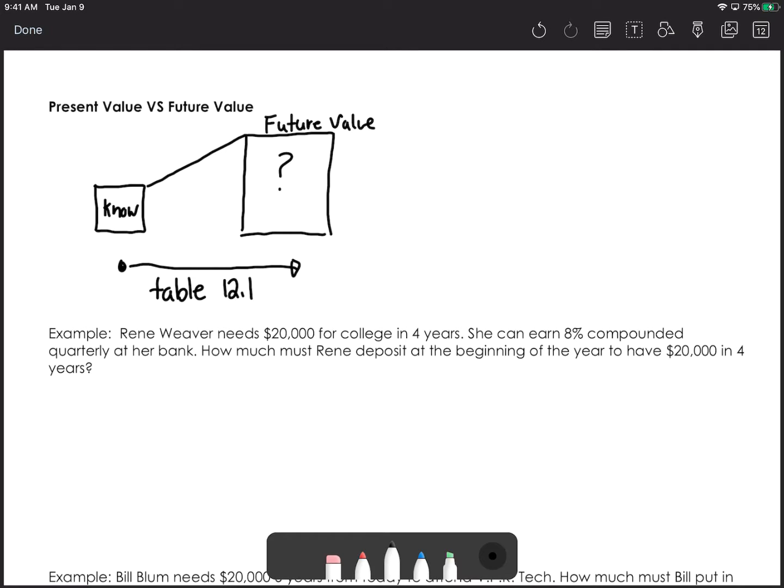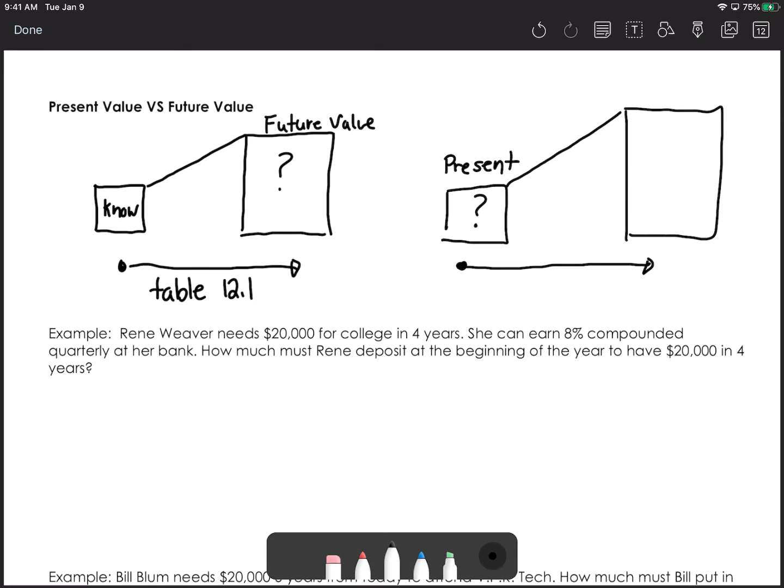Now, what we're going to talk about in this video is present value. So we're going to do the same thing that we did before, but we're doing it in reverse, okay? So, I'm going to set up a picture where it's like a timeline going from left to right. For present value, that's the smaller box. And that's when we don't know what the starting amount is, but we do know what we want that amount to grow to.